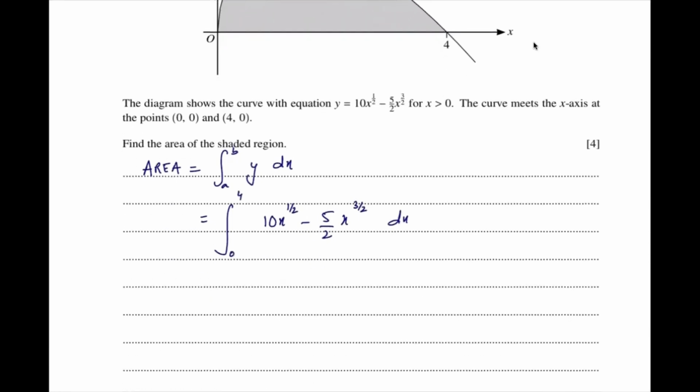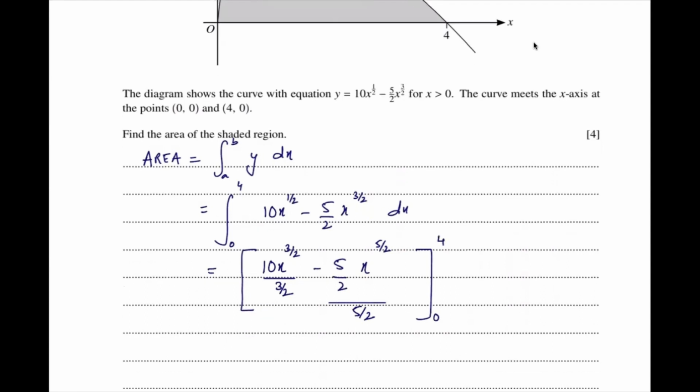So let's integrate this. The integral of 10x to the power of half is going to be 10x to the power of half plus 1, that is 3 upon 2, divided by the new power 3 upon 2, minus 5 upon 2 times x to the power of 3 upon 2 plus 1, which is 5 upon 2, divided by 5 upon 2. We don't need to write plus c over here because it's a definite integral. The lower limit is 0 and the upper limit is 4.